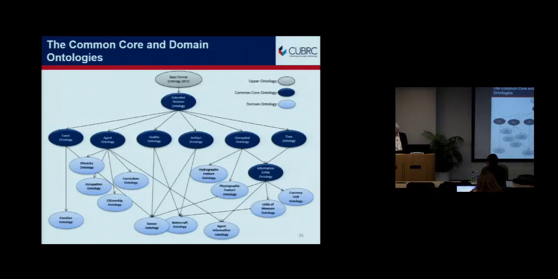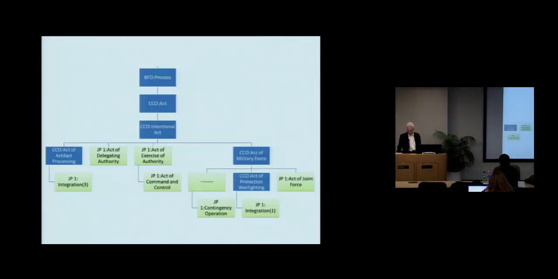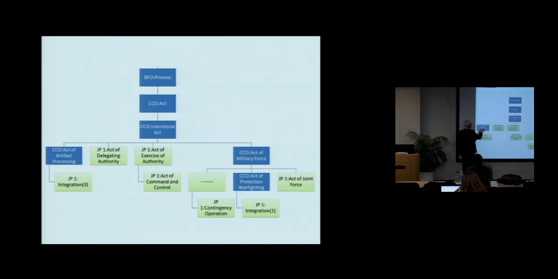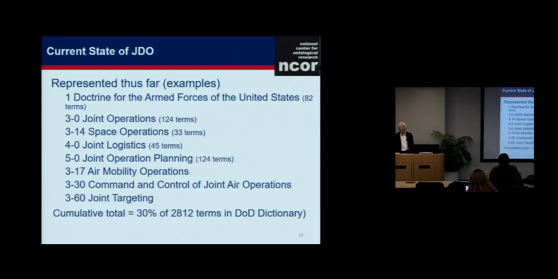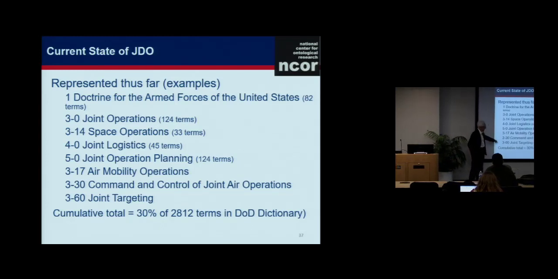And these are the common core ontologies in dark blue, and then the extension ontologies in light blue. And this is an example of how the common core works. So the common core has intentional act, and a child of that is active artifact processing, and then a joint publication term is integration, when you integrate an artifact into the system, and that is a child of active artifact processing. This slide is very old, so there are many more of the doctrine terms.